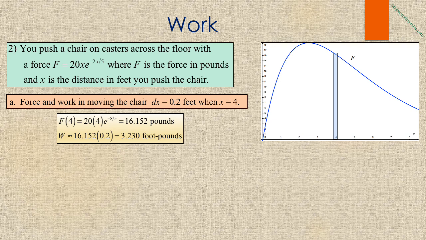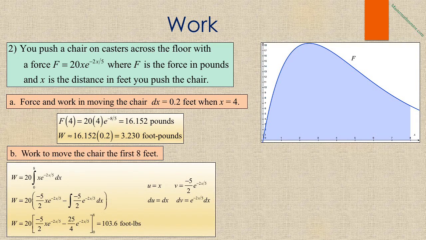When x is equal to 4, our rectangle has an area of 16.152 times 0.02, which is 3.230 foot-pounds. But the shape is not a rectangle. It is closer to a trapezoid. But since our dx is small, the approximation of 3.230 foot-pounds will be close to the definite integral used for area.